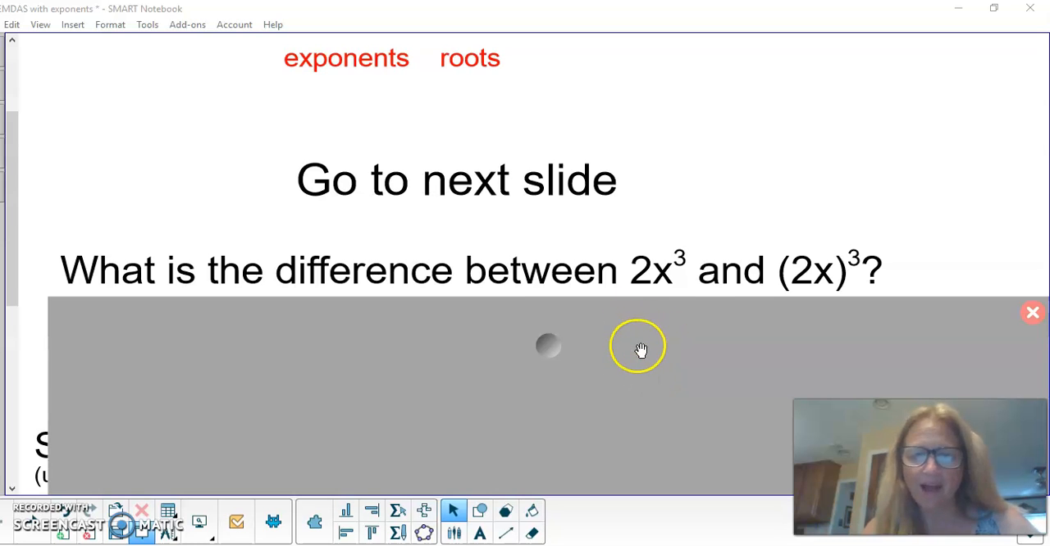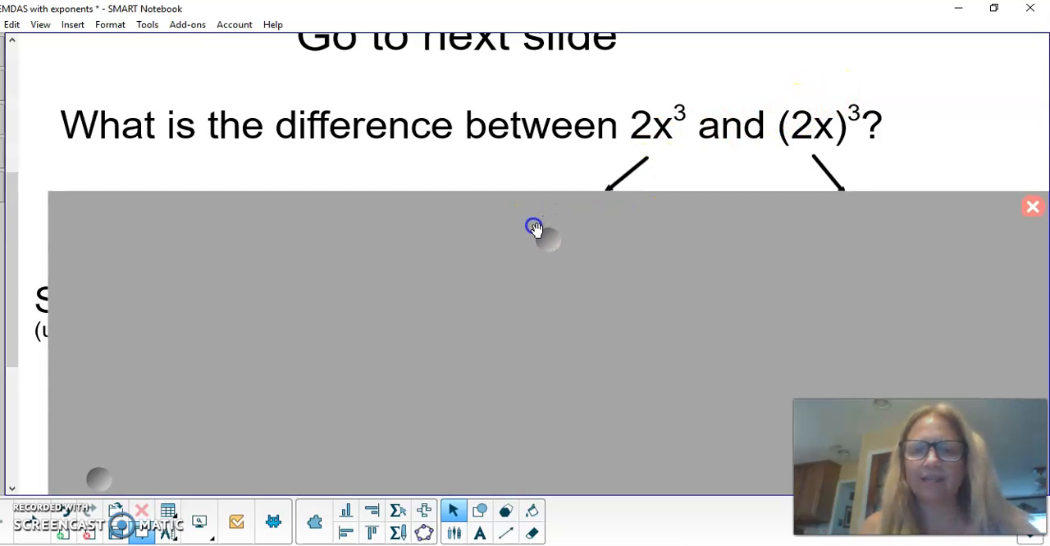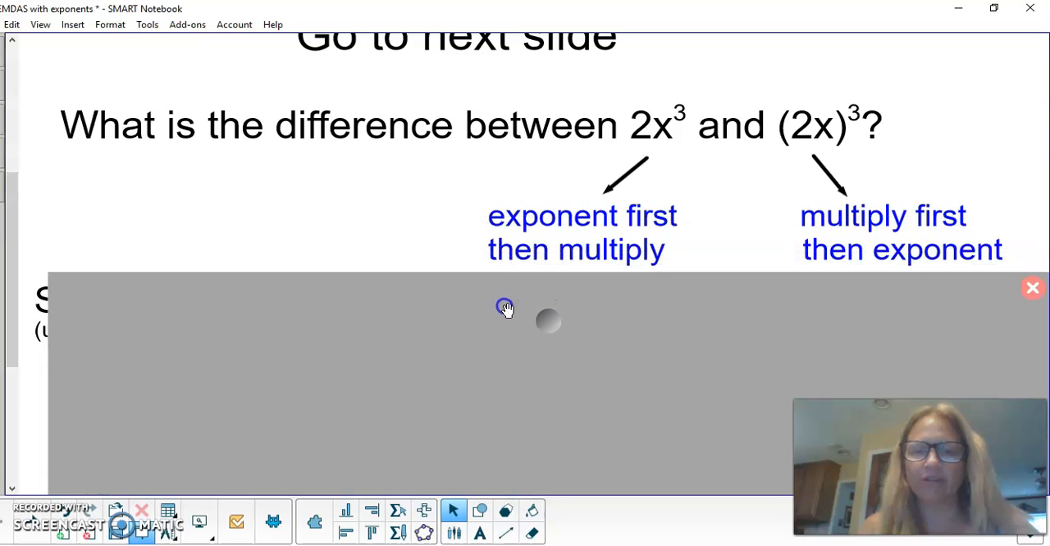Okay, we're back. Let's see how well you did. So looking at these two problems, how does inserting parentheses change the order we saw them? So let's see how well you did. So let's look at the first one.